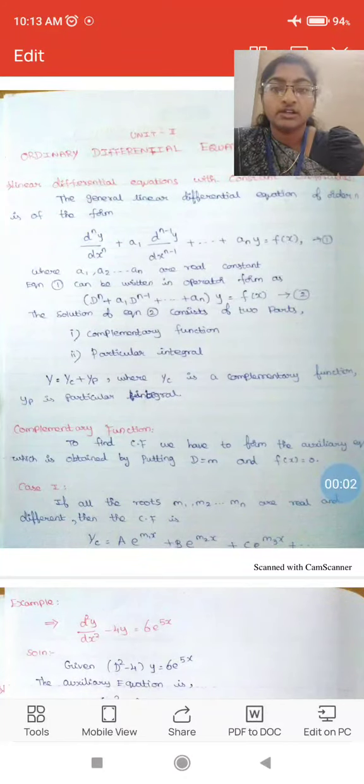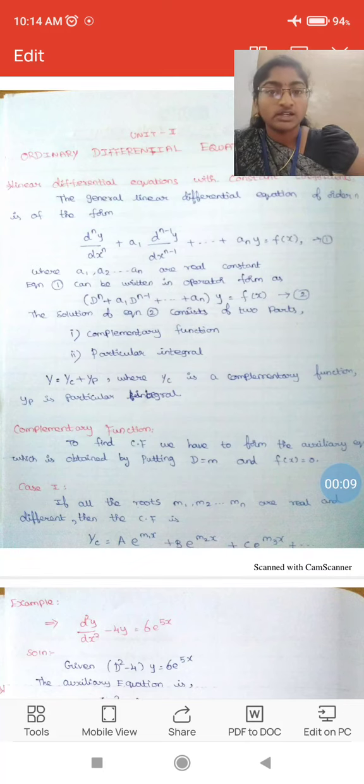Good morning all. Today we are going to see ordinary differential equations, which is unit 2 in Engineering Mathematics 1. So first of all we will see the definition of a linear differential equation.